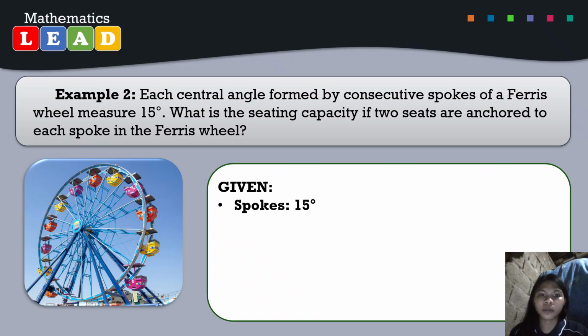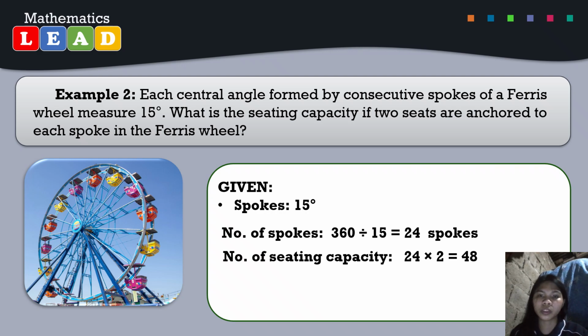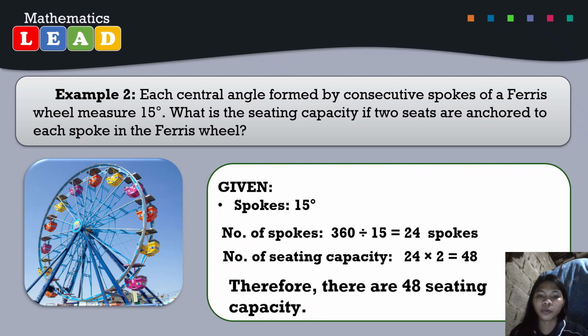What is the total measure of all central angles in a circle? Correct, 360 degrees. To find how many spokes the Ferris wheel has, we divide the total degrees in a circle by the measure of one central angle, which is 360 divided by 15 is equal to 24. So the Ferris wheel has 24 spokes. If each spoke has two seats, how many seats are there? We multiply the number of spokes by the number of seats per spoke. So we have 24 times 2 is equal to 48. Therefore, there are 48 seating capacities.